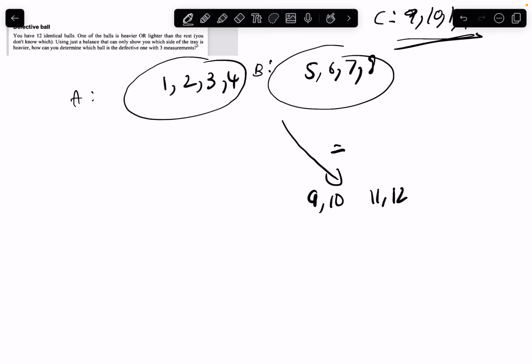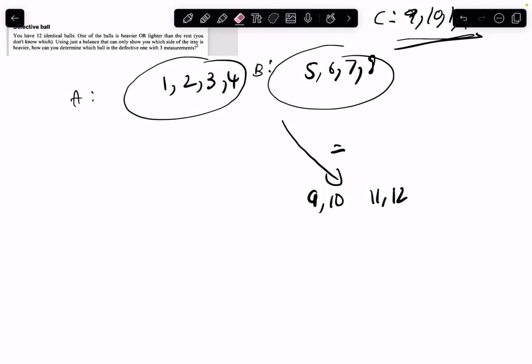Let's say you already knew that the defective ball is heavier. Then we could have taken this set, and if 11 or 12 were heavier, we could have measured that again, 11 versus 12, and in the third set you would have gotten to know. But if you're going to take this set and measure it without knowing if the defective ball is heavier or lighter, it's not going to lead us anywhere.